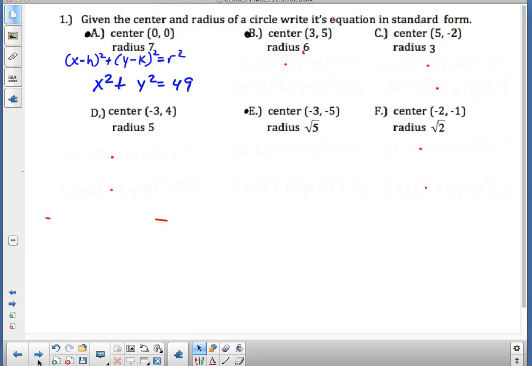So now it's your turn. You guys have the equations. Plug them in. Get them done. Let's get her going.